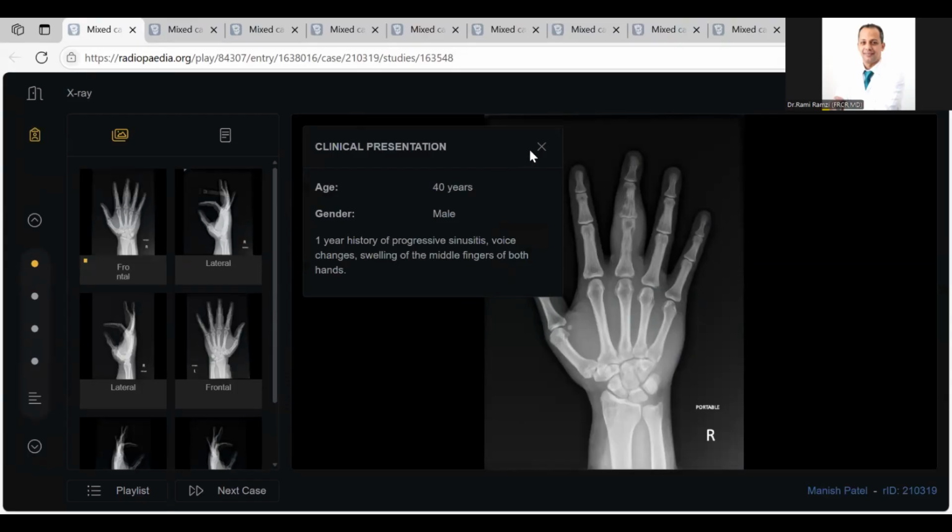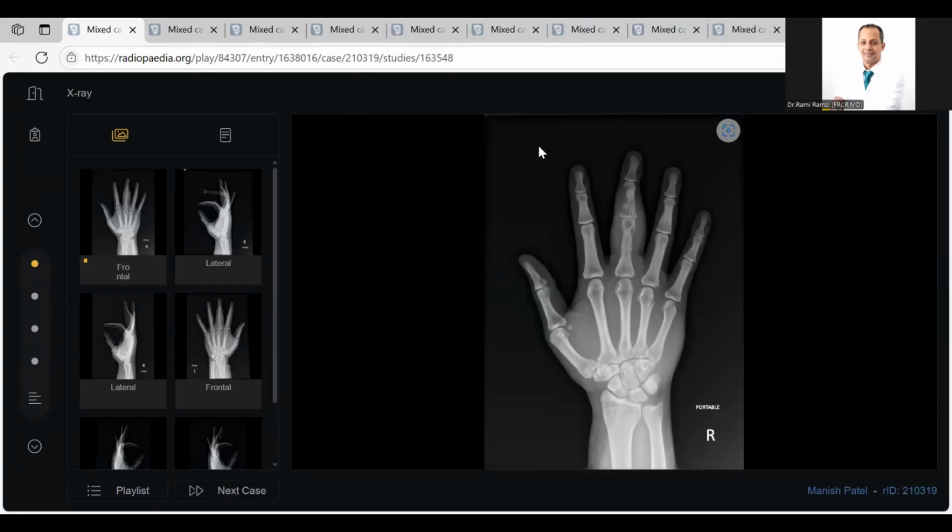A 40-year-old male patient presented with sinusitis and swelling of the hand. Sir, I'm provided with an X-ray radiograph of an adult patient's hand, AP projection.